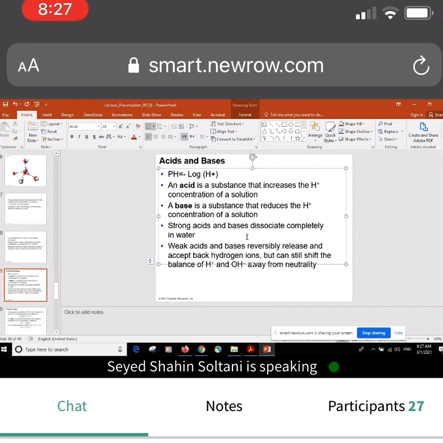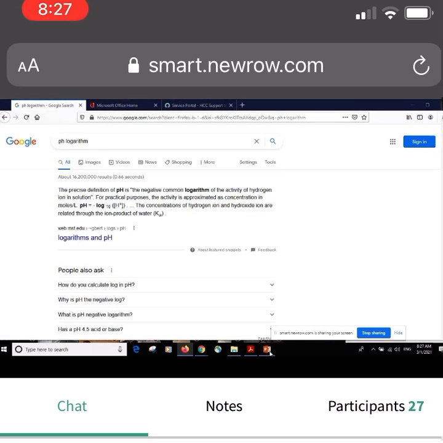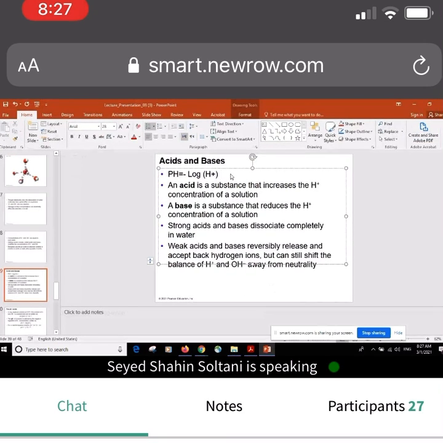So, students, if pH is between 0 and 7, under 7 is what? Acidic. Above 7 is what? Basic. The lower the pH, the more acidic. The higher the pH, the more basic. An acid is anything that increases the hydrogen or proton. A base is anything that reduces the hydrogen or proton. For example, your stomach has lots of acids to break down and digest the food.